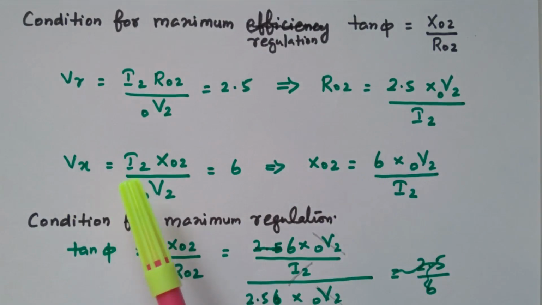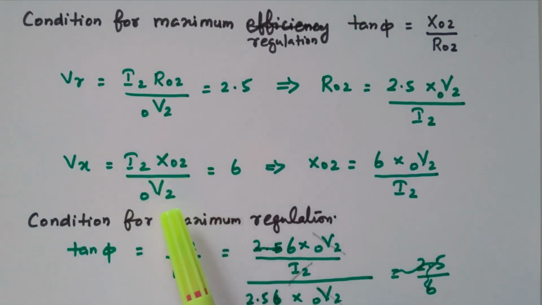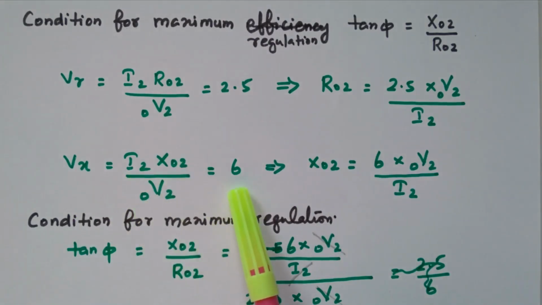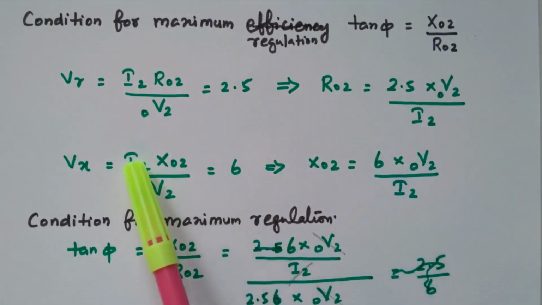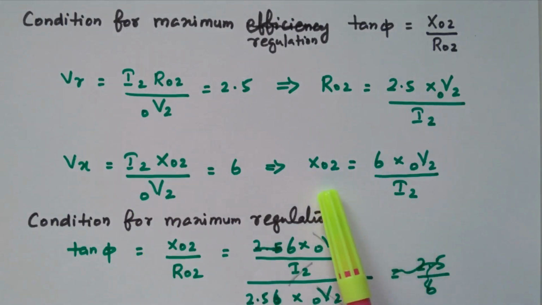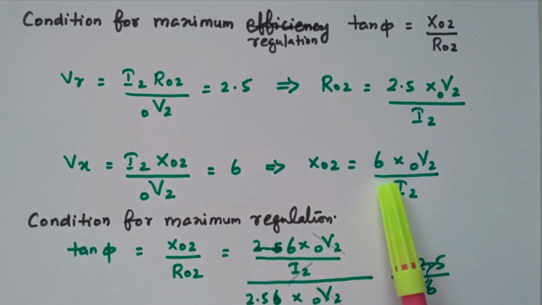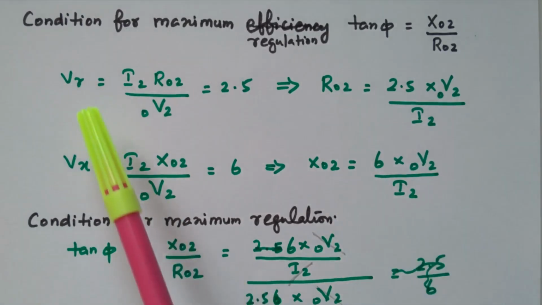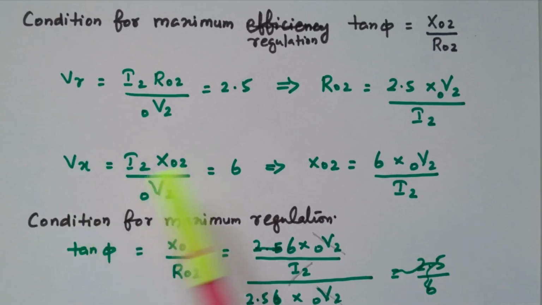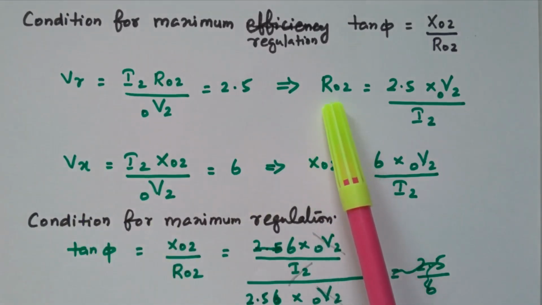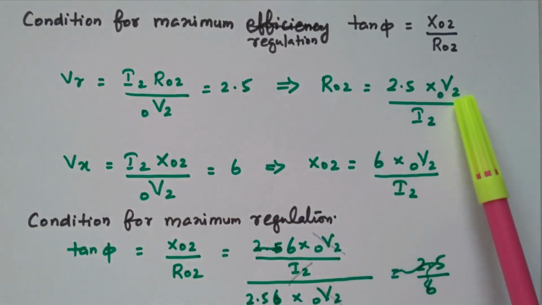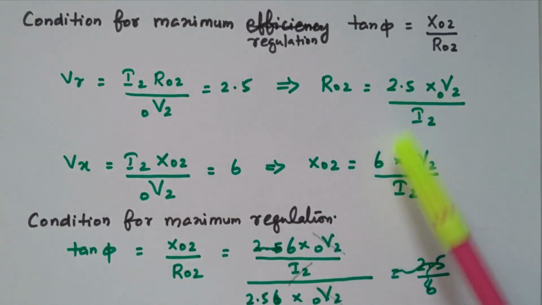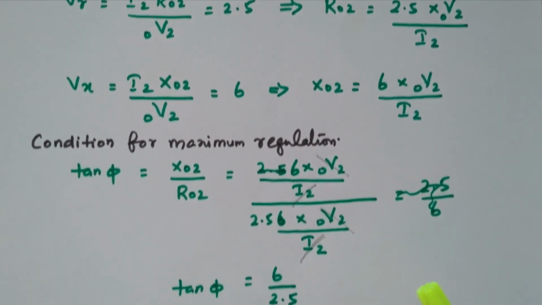Similarly, Vx is I2 X02 divided by no load secondary voltage, that is 6. Now bring the no load secondary voltage to the numerator and I2 to the denominator. So X02 equals 6 into no load secondary voltage divided by I2. So from the resistive drop and reactance drop, we frame the equations for R02 and X02 in terms of no load secondary voltage. Now we can substitute these two values for maximum regulation.